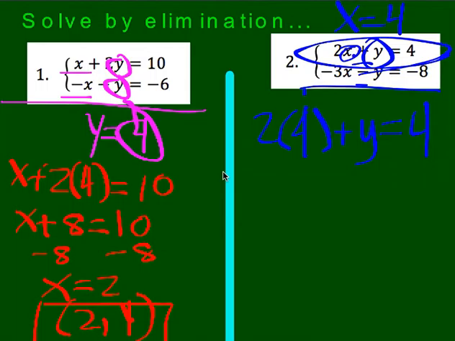So what we're going to do is plug it in for x, because that's what x equals. So then I get 8 plus y is equal to 4. Okay, so then I'm going to subtract 8 from both sides, and I get that y is equal to negative 4. So now I need to write that out. First my x, then my y. So my answer here then is 4, negative 4.